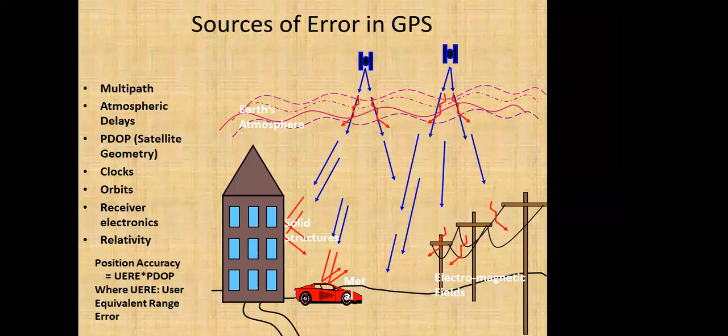frequency user and around 2 meters for a dual frequency user. The actual position error is the multiplication of UERE, which is the error budget, with PDOP. PDOP depends upon the geometry of the satellites. In the next slide we will discuss it.